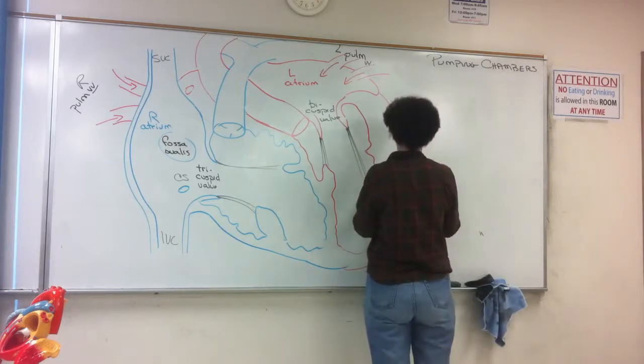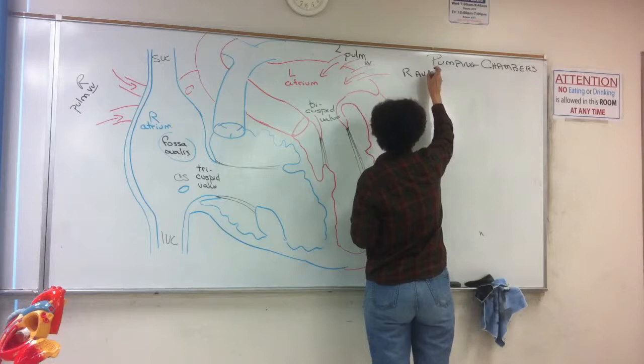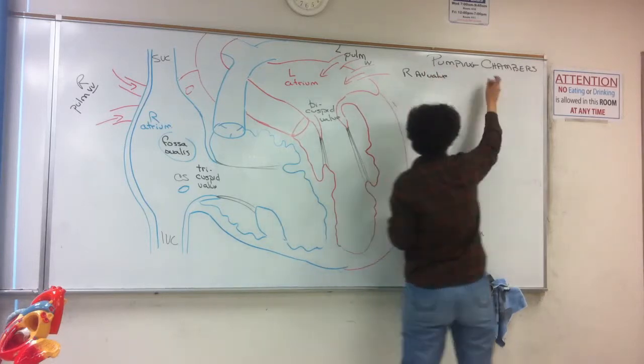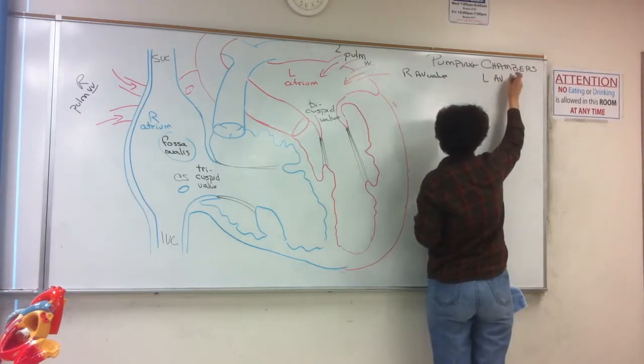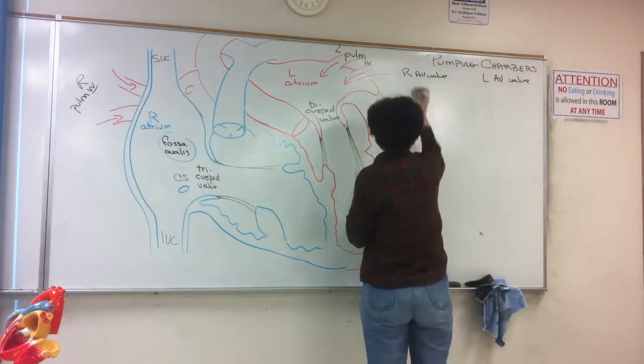We're going to have the right AV valve and the left AV valve, and then the blood will enter the right ventricle.